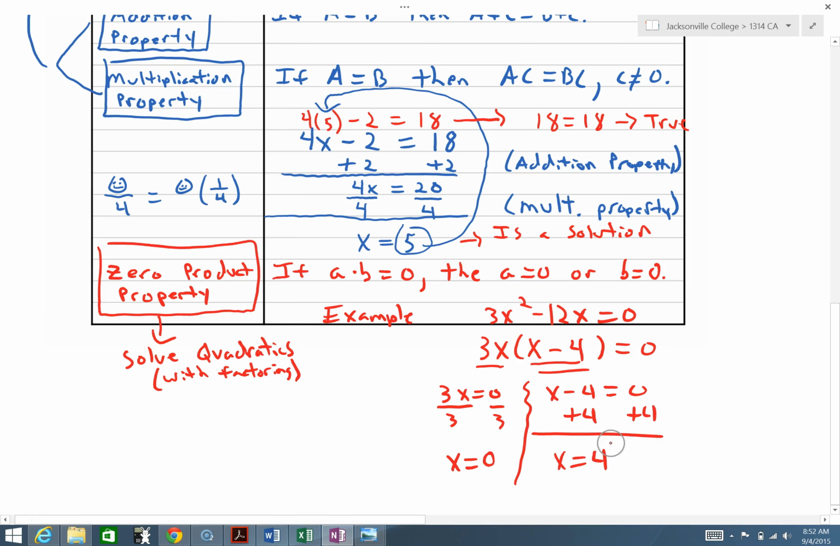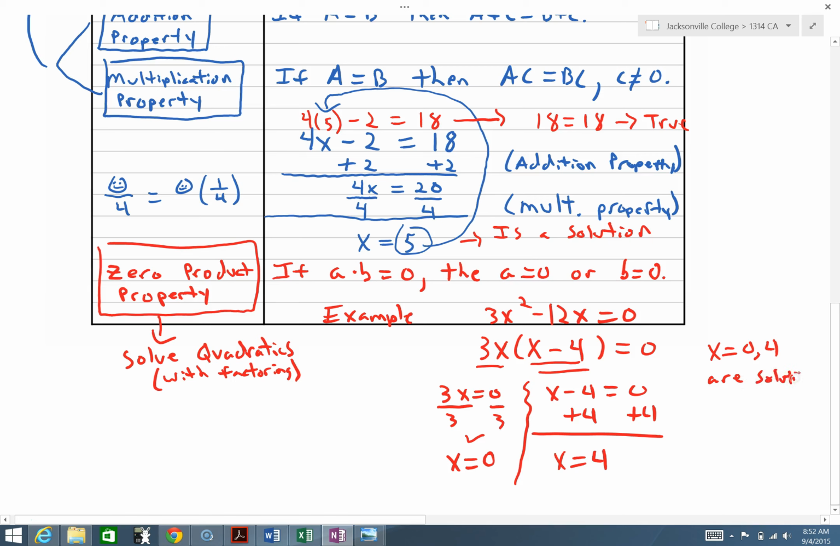We think these are solutions. We should take them back into this equation. Substituting 0, you can see that will work rather quickly. 0 squared is 0, 3 times 0 is 0. 12 times 0 is 0, 0 minus 0 is 0. x equals 0 works, okay? Substituting 4: 4 squared is 16, 3 times that is 48. 12 times 4 is 48. 48 minus 48 is 0. Here, this is our solution set. We would say that x equals 0, 4 are solutions.